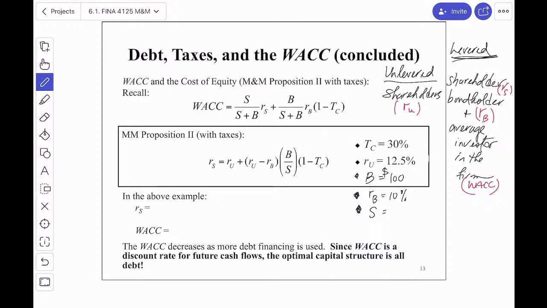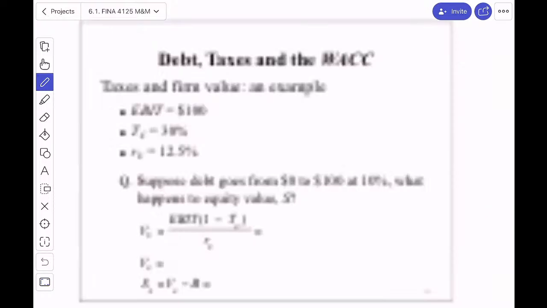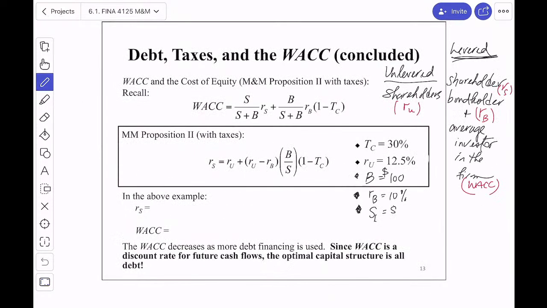And S would be what? That should be SL, right? Otherwise we wouldn't be doing this. These all have to be S, this has to be SL. So SL, we calculated at 490. All right, so put it together and tell me what you get. I'm letting you do it. I've done everything so far. It has to be the levered firm because we're talking about debt and equity.